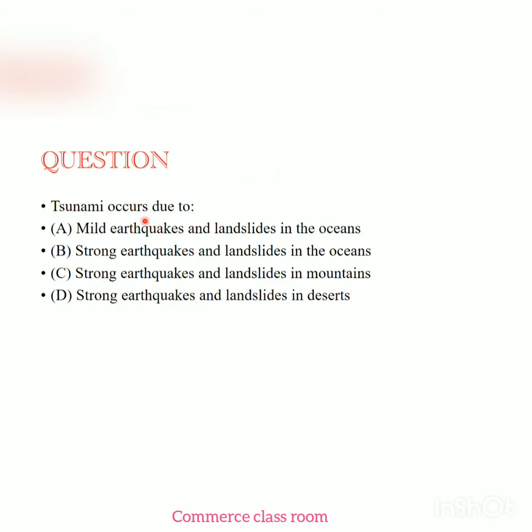Next question. Tsunami occurs due to option A, mild earthquakes and landslides in the ocean, option B, strong earthquakes and landslides in the ocean, option C, strong earthquakes and landslides in the mountain, and option D, strong earthquakes and landslides in the desert. We know the answer. Option B is the answer, strong earthquakes and landslides in the ocean. This leads to tsunami.